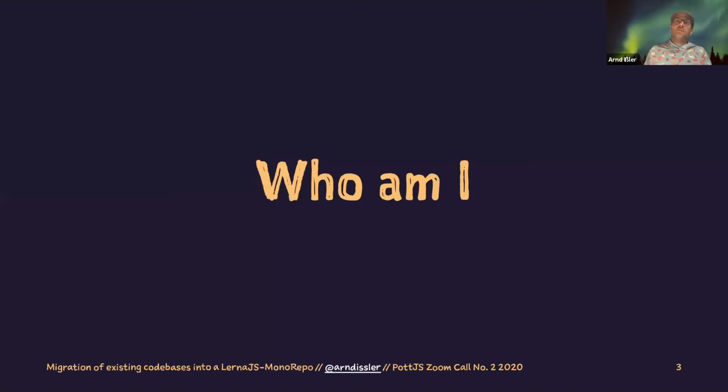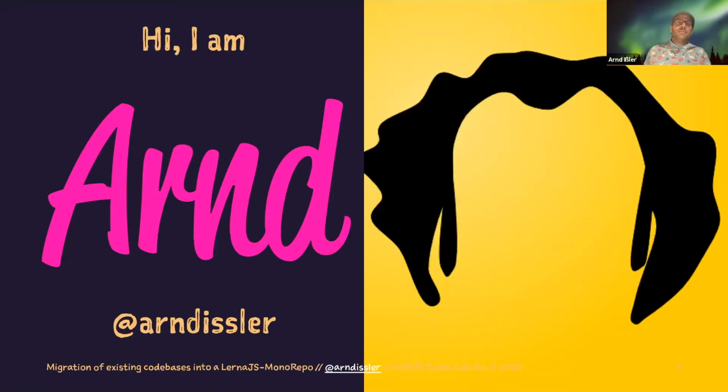So, who am I? Short introduction again. Hi, I'm Arnd. My Twitter handle is Arnd Issler. And the yellow thingy there is my logo from when, years ago, I had hair. Now it's gone, and it still exists in my logo.